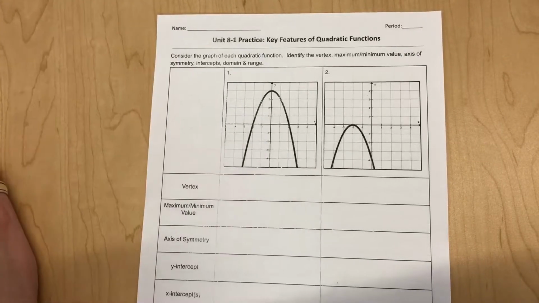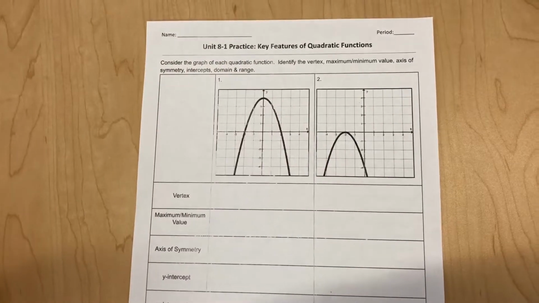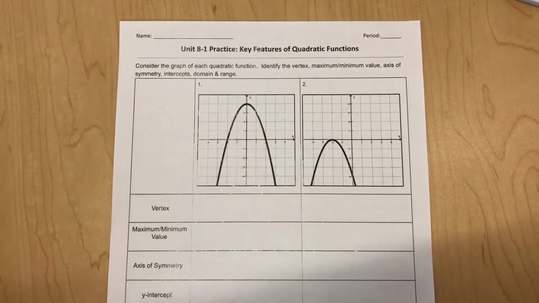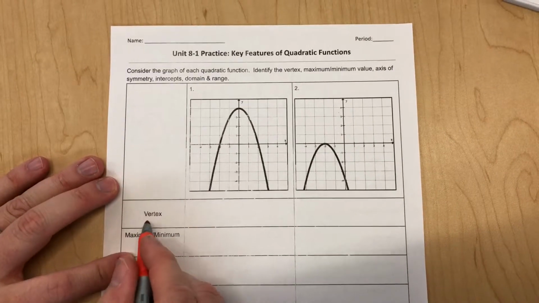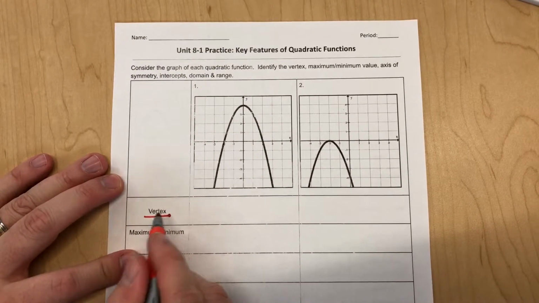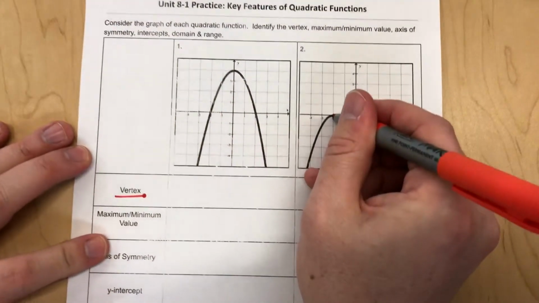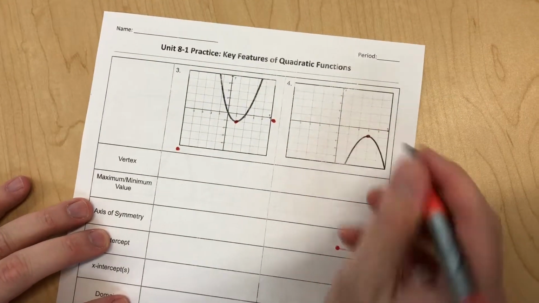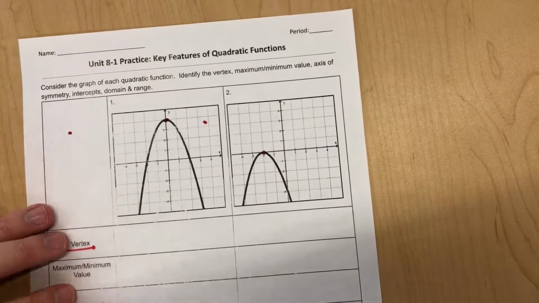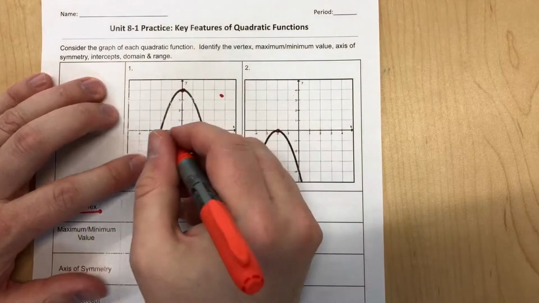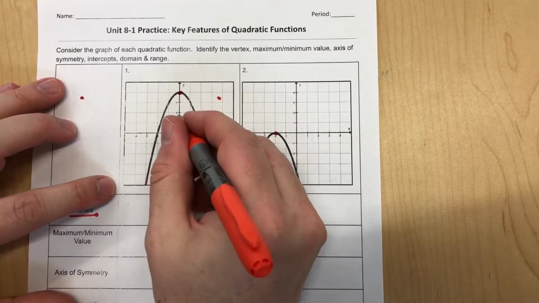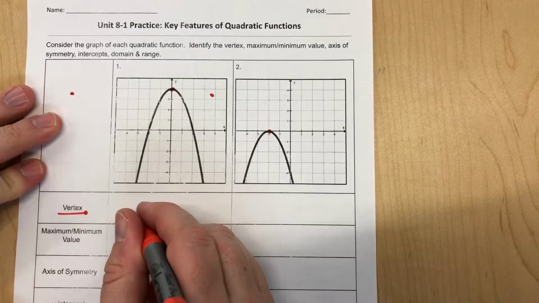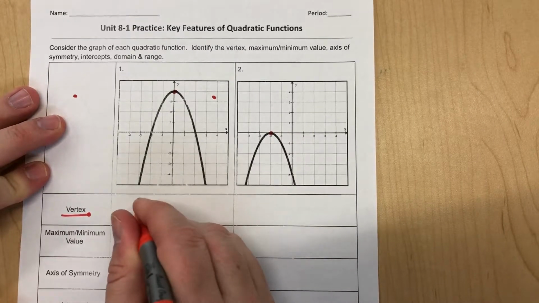Okay, so this is to help you out, kind of walk through your 8-1 practice that you'll be working on today. The first thing that you're supposed to identify is the vertex, which is where it turns around. So it's in different places on the different graphs, but it's always gonna be where that graph kind of turns around. On this one, it's over 0 and it's up 1, 2, 3, 4. So my vertex is (0, 4).